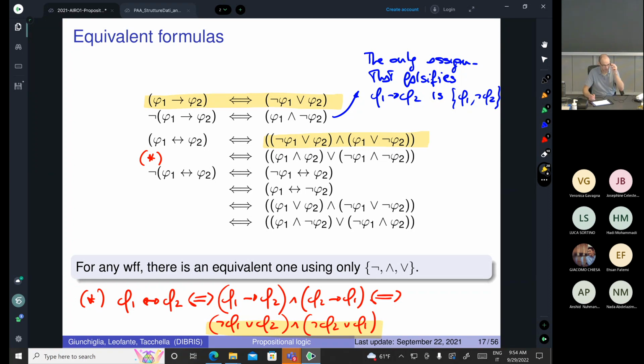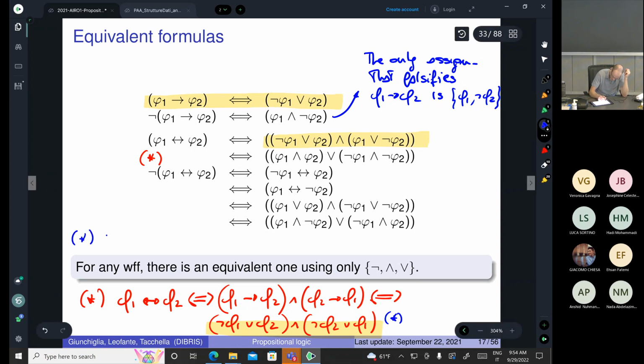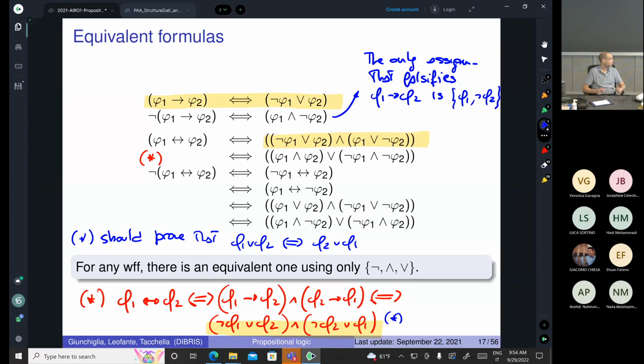Okay, there's one step more if you want. We should prove that phi1 or phi2 is logically equivalent to phi2 or phi1. That means that OR is commutative, okay? But it's clearly the case.